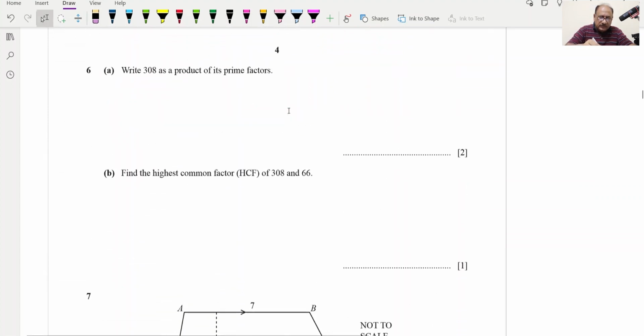Now question number 6. Question number 6 says write 308 as a product of its prime factors. So for prime factors, we can write 308. We can use this side over here. 308 will be divided by 2, which gives 154. This is not a prime number, so we can divide by 2 again, which is a prime number, and this will be 77, and then 7 and 11.